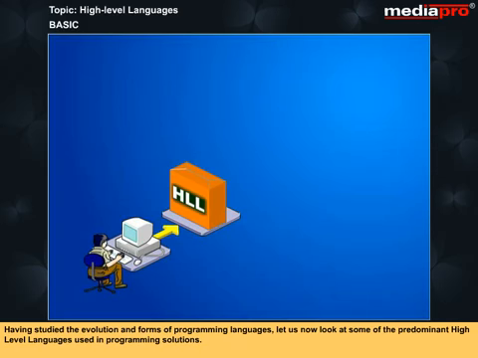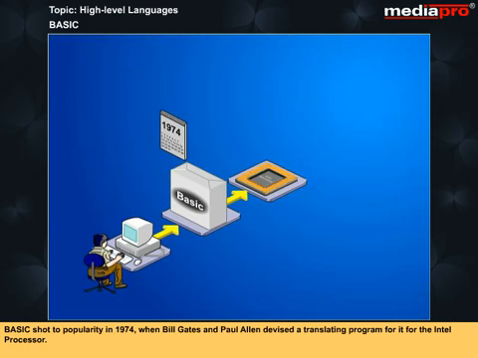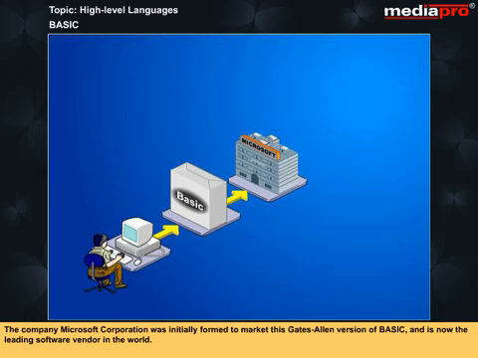Having studied the evolution and forms of programming languages, let us now look at some of the predominant high-level languages used in programming solutions. BASIC, or Beginner's All-Purpose Symbolic Instruction Code, is a popular interactive language that has wide appeal because it is easy to use. BASIC shot to popularity in 1974 when Bill Gates and Paul Allen devised a translating program for it for the Intel processor. The company, Microsoft Corporation, was initially formed to market this Gates-Allen version of BASIC and is now the leading software vendor in the world.